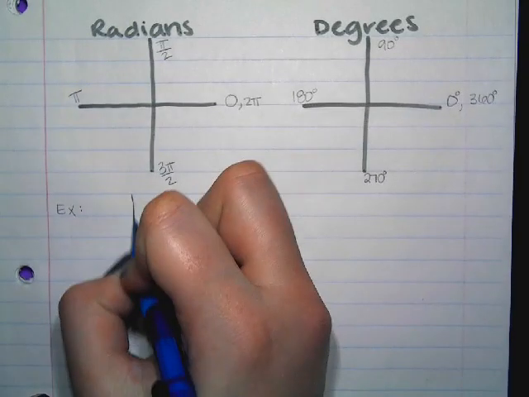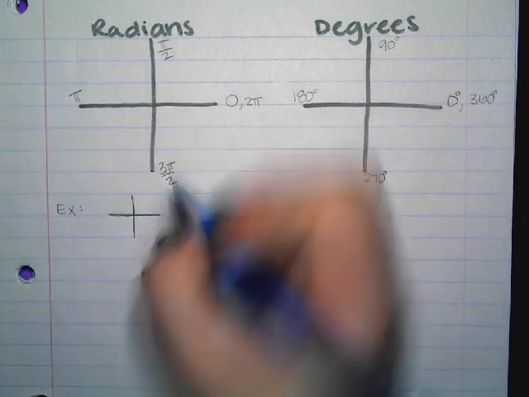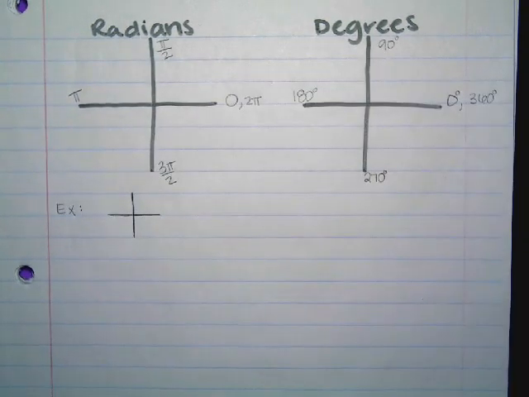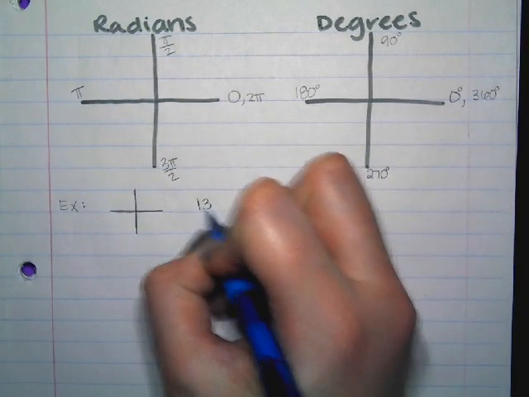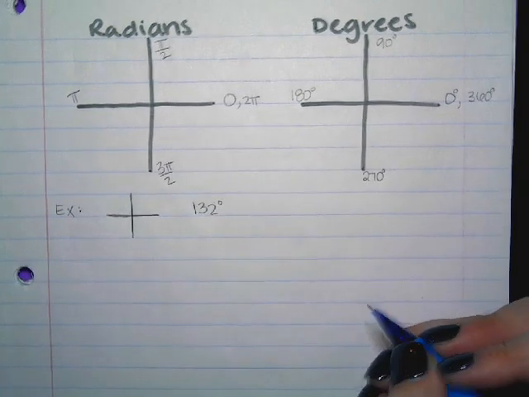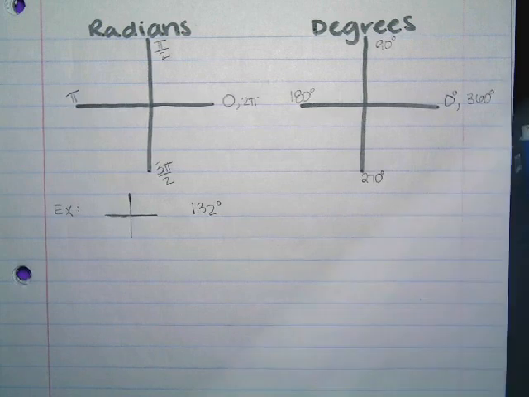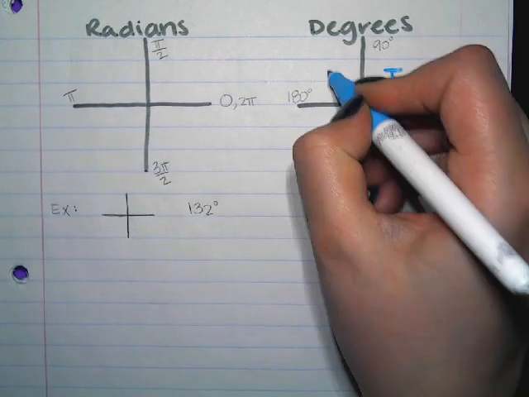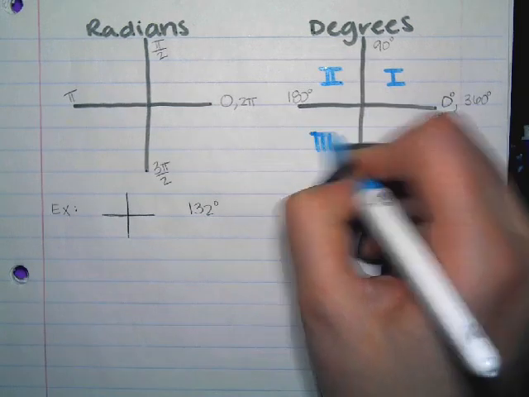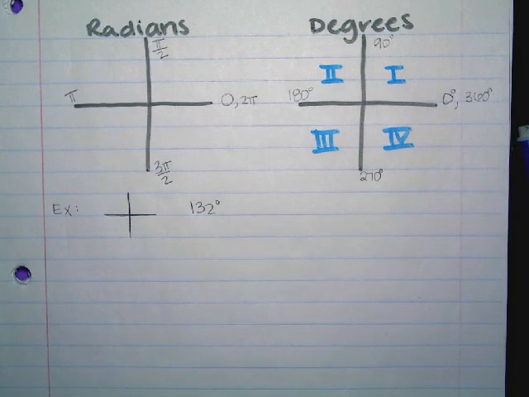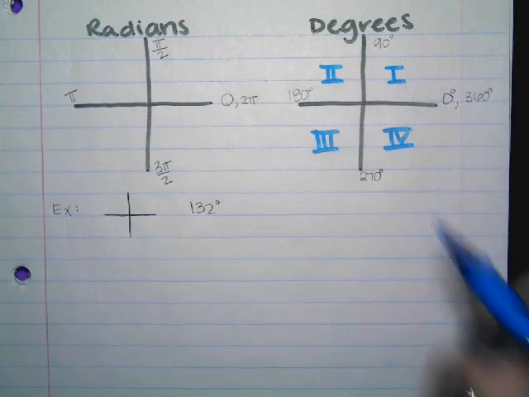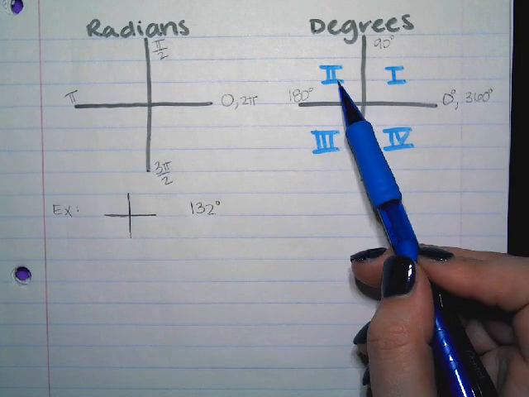So I'm going to give myself a quadrant plane right here. Coordinate plane, quadrants, 4 quadrants. I don't know what I should call that. A plus sign. I'm going to give myself a big plus sign to draw an angle in. And first, let's go ahead and draw a 132 degree angle. So if we label the quadrants, we have quadrant 1, 2, 3, and 4. And where would a 132 degree angle be? Slightly above the middle. Yeah, so it's in quadrant 2.